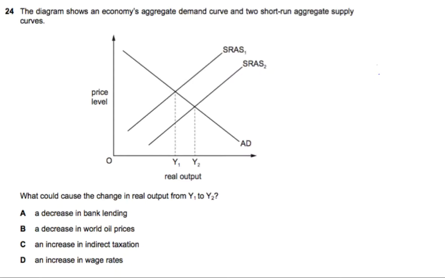Question number 24. The diagram shows an economy's aggregate demand curve and two short-run aggregate supply curves. What would cause the change in real output from Y1 to Y2?